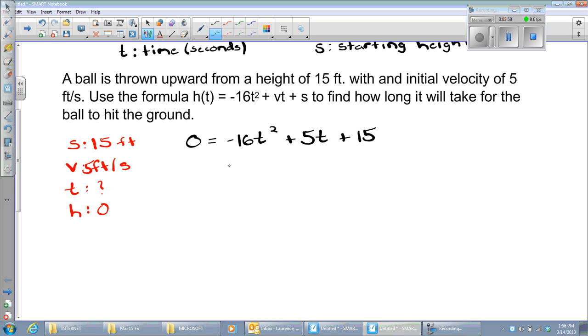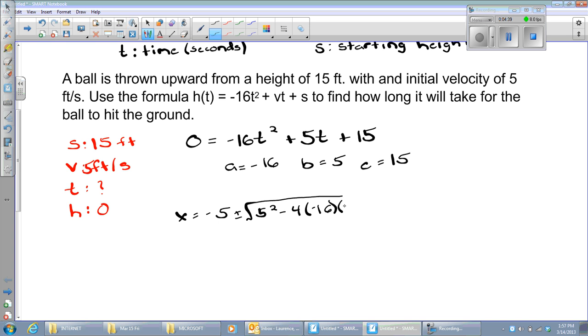So they're quadratics, and we are going to use the quadratic formula to solve for t, which is what we need. We need time. So I'm going to label my a, b, and c. a is negative 16, b is 5, and c is 15. So we're going to plug these numbers in. x equals negative b plus or minus the square root of b squared minus 4 times a times c, all over 2a.